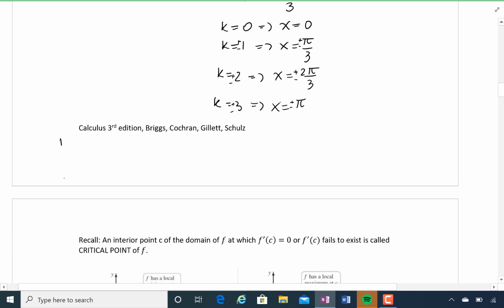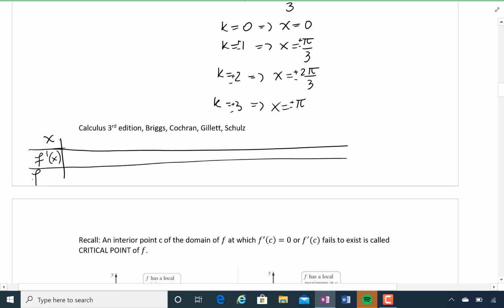So far what we found is the first line of our table. So x, f prime of x, and f of x. On the first line, I'm going to put negative pi, negative 2 pi over 3, negative pi over 3, 0, pi over 3, 2 pi over 3, pi. So these are all zeros because that's how we found them. They are solutions of the first derivative.